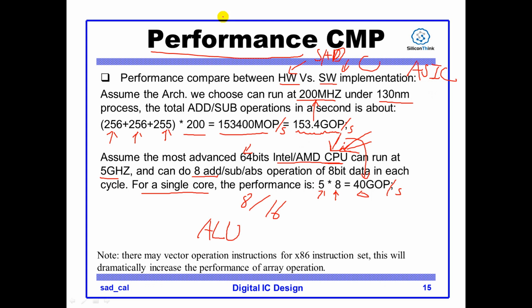And for modern CPUs, there may be vector operation instructions. If these instructions can operate on vectors of data, the performance will increase dramatically. So what is a vector operation instruction? You can Google it.